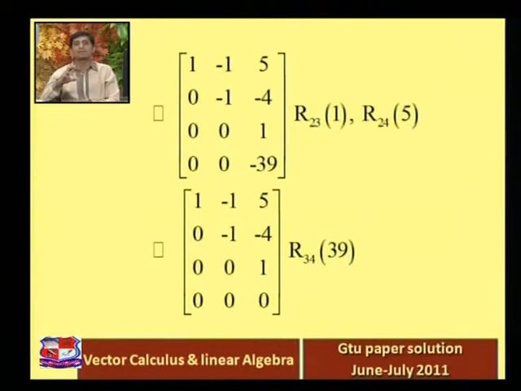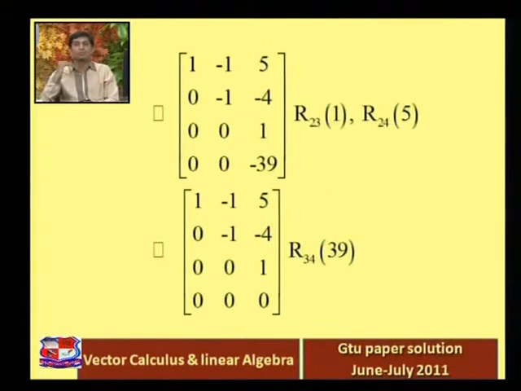These three row vectors are basis for the row space of A. I again repeat, these three row vectors 1 minus 1 5, 0 minus 1 minus 4 and 0 0 1 are the basis for the row space of A. And what is a leading entry? In which column we have leading entry? First column we have leading entry, second column we have leading entry, and third column we have leading entry.